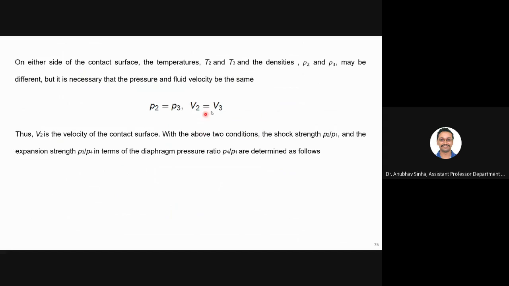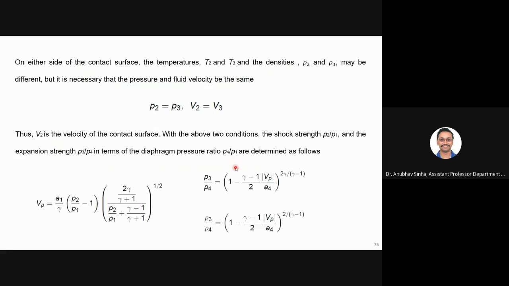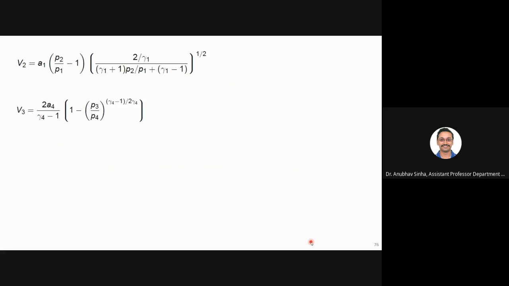So using these conditions and P2 by P1, also P3 by P4, these two pressure ratios we will use, and we will use these conditions. We can find the different pressure ratios using isentropic relations. We assume this expansion fan to be isentropic. Then we can find out pressure ratio, density ratio, and Vp. Similarly, V2 is given by this, and V3 is given by this expression. Now, last slide we assumed that V2 and V3 are the same, and P2 and P3 are the same.